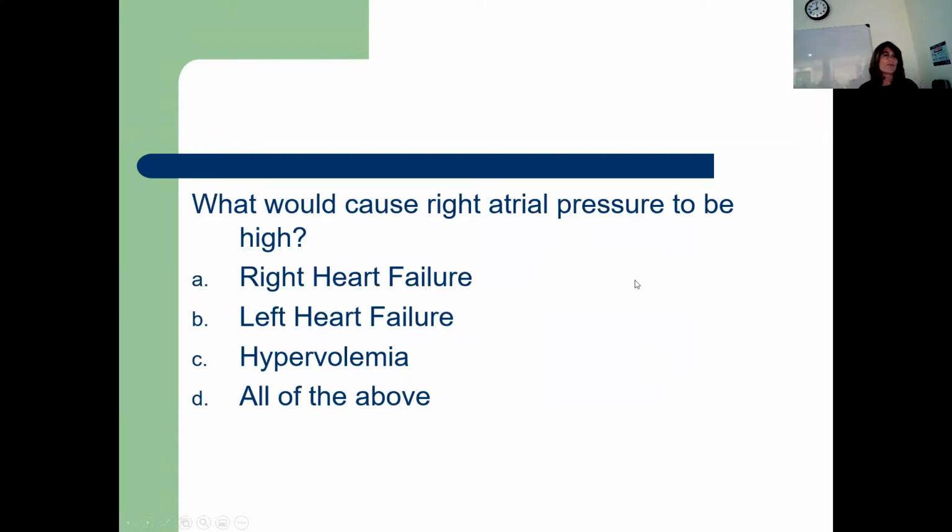Brent, you next. What would cause right atrial pressure to be high? If the patient has right heart failure, if the patient has left heart failure, if they have hypervolemia, excess volume in the blood vessels, or could it be all of the above? B as in boy? Yes, very good. So all of these will cause increased pressures in the right atrium.